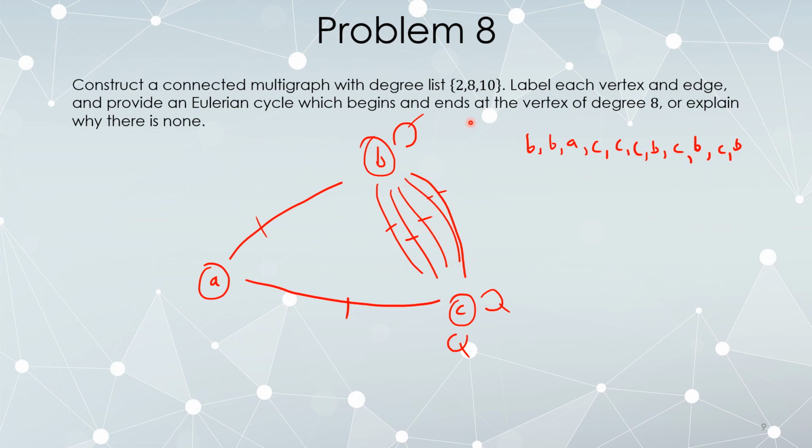So there we have it. We've used every edge exactly once, and we began and ended at the vertex of degree 8. Multiple different solutions here depending on how you draw your graph. A lot of it's going to have a similar kind of feel to it, though.